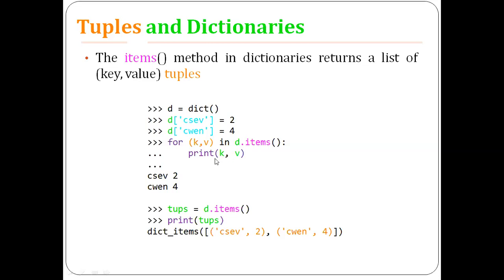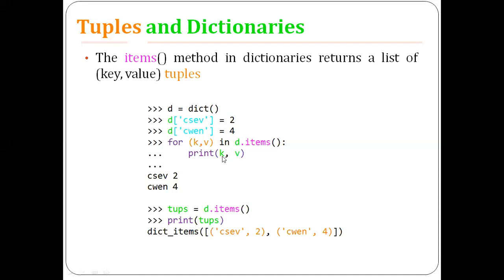For the first instance k is equal to CSEV and v is equal to 2, and for the second instance k is equal to CWEN and v is equal to 4. That is the value you have got. And the same thing can be done with tuples as well. Whatever values you are getting will be assigned to tuples. The tuples contain CSEV 2 and CWEN 4, which are nothing but the dictionary items.